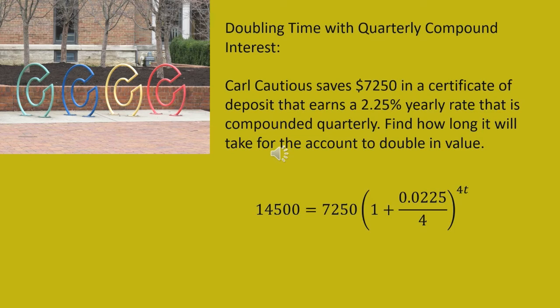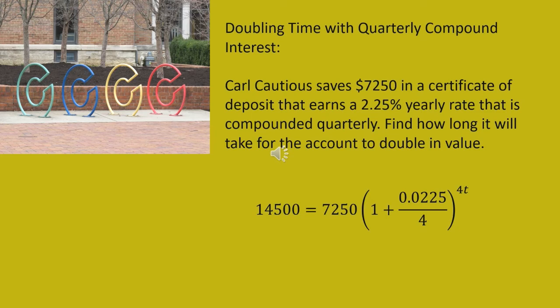So if you were Carl Cautious and you were investing $7,250 in a certificate of deposit that is earning a yearly rate of 2.25%, the formula that would calculate how much money is in the account as the quarters went by would be $7,250 as my initial amount, multiplied by the base of 1 plus 0.0225 divided by 4. So again, that's the yearly rate written as a decimal divided by 4 because we're compounding quarterly. And that base is raised to the power 4 times t. 4 is the number of compoundings per year, and t is the amount of time in years.